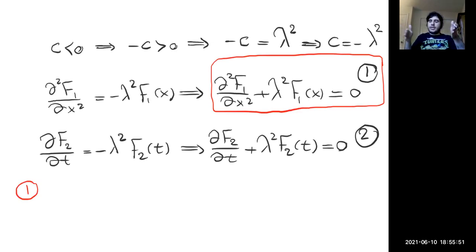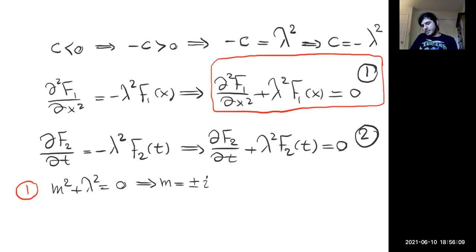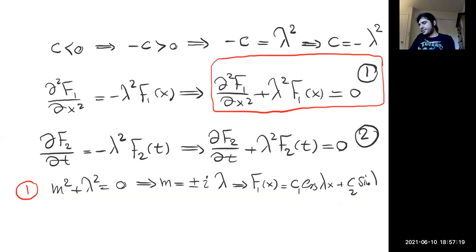Well, it's a second degree linear homogeneous ODE. We should write down the characteristic polynomial: m squared plus lambda squared is equal to 0. Therefore, m is equal to plus minus i lambda, right? The solution would be C1 cosine of lambda x plus C2 sine of lambda x.